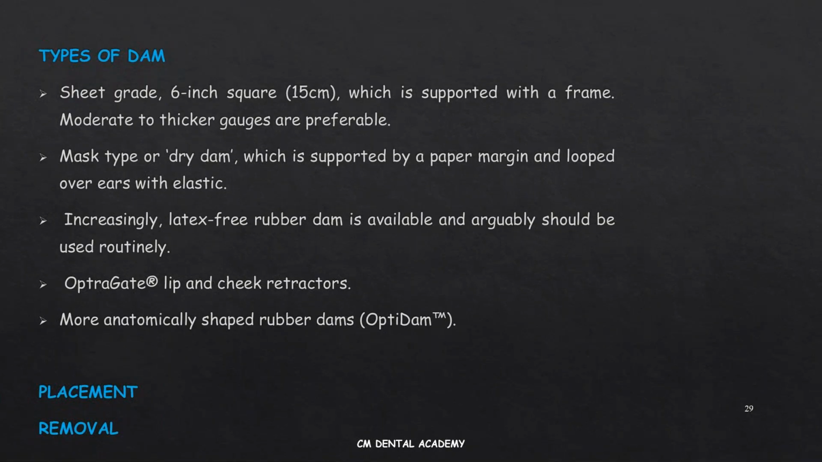Types of dam. Sheet grade, 6 inches square, which is supported with a frame. Moderate to thicker gauges are preferable. Mask type or dry dam, which is supported by a paper margin and looped over the ears with elastic. Increasingly, latex-free rubber dam is available and arguably should be used routinely. Optragate, lip and cheek retractors, and more anatomically shaped rubber dams are also available.